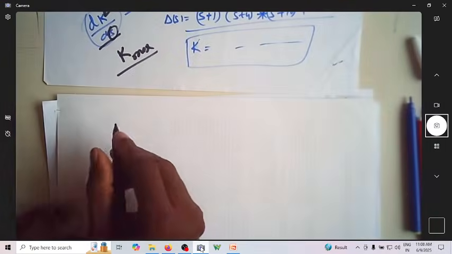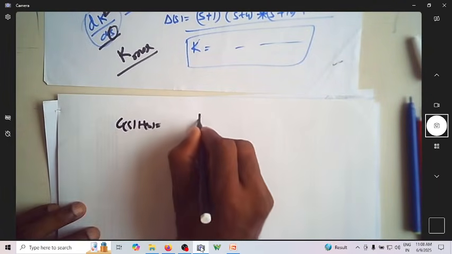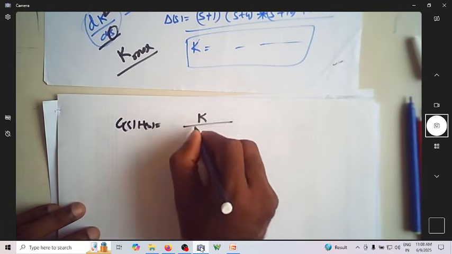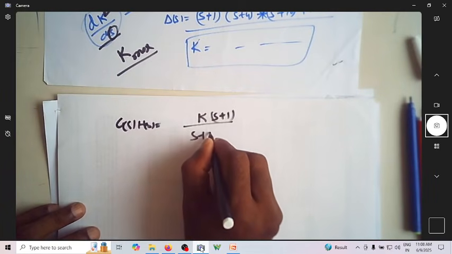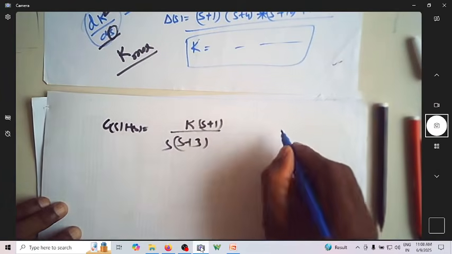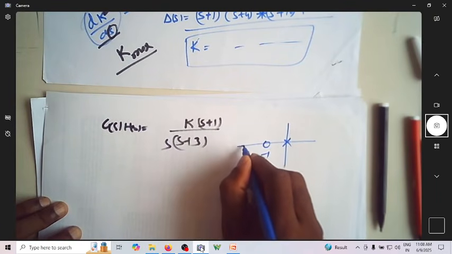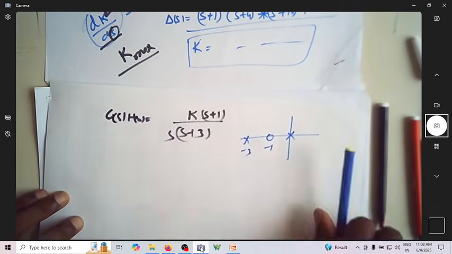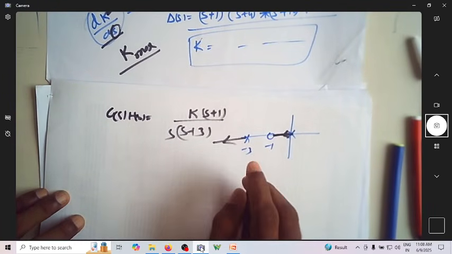Assume you have a transfer function G(s)H(s) equals K by (s plus 1)(s plus 3) and s. In such a case, you write the poles and zeros here, and now we know where the root locus comes and how it goes.